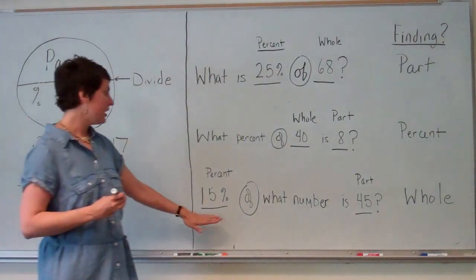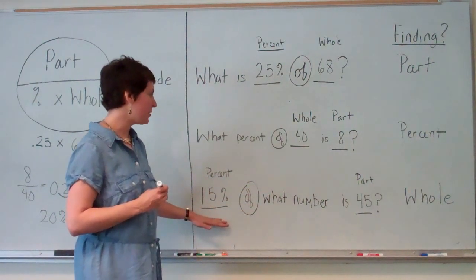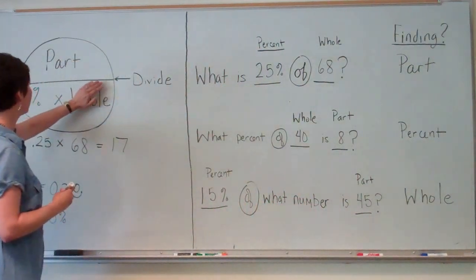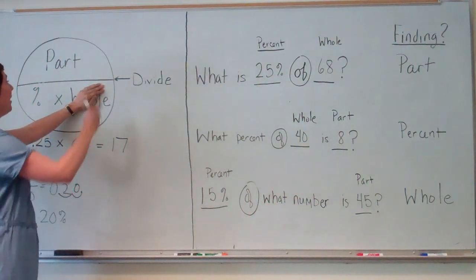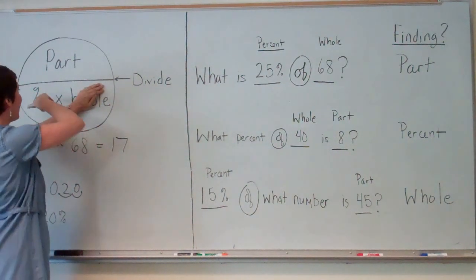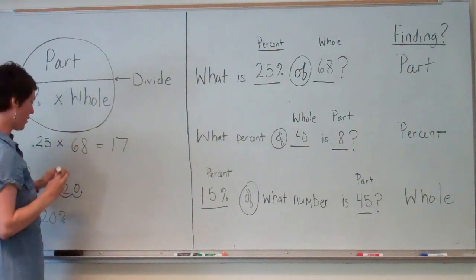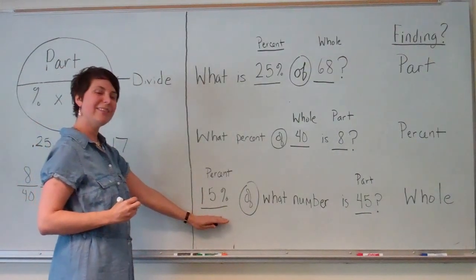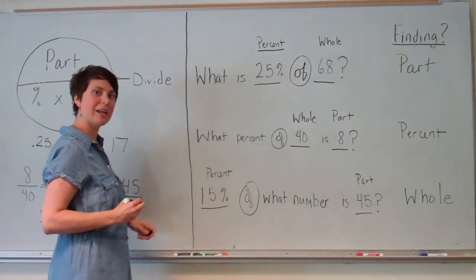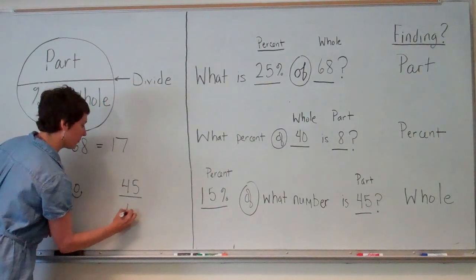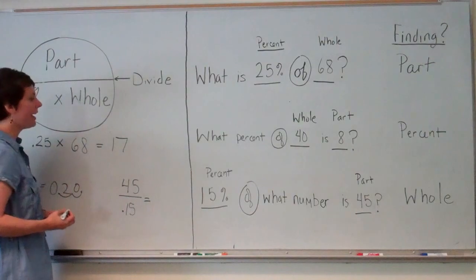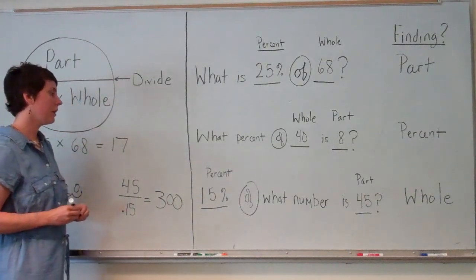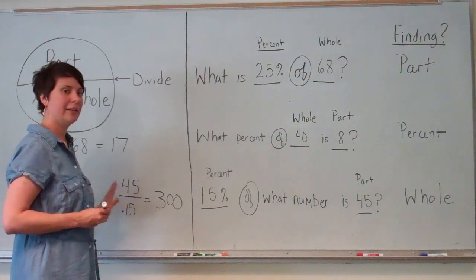Here's our last one. 15% of what number is 45? We have the percent, we have the part, we're looking for the whole. If I don't have the whole, I'm going to cover it up, and the remaining symbols tell me what to do. I'm going to take the part, this line means to divide, and I'm going to divide by the percent. So the part is 45. The percent is 15, and remember, it's easier to work with that as a decimal, so I'm going to move that decimal point 2 places to the left. And 45 divided by 0.15 gives me 300. So 15% of 300 is 45.